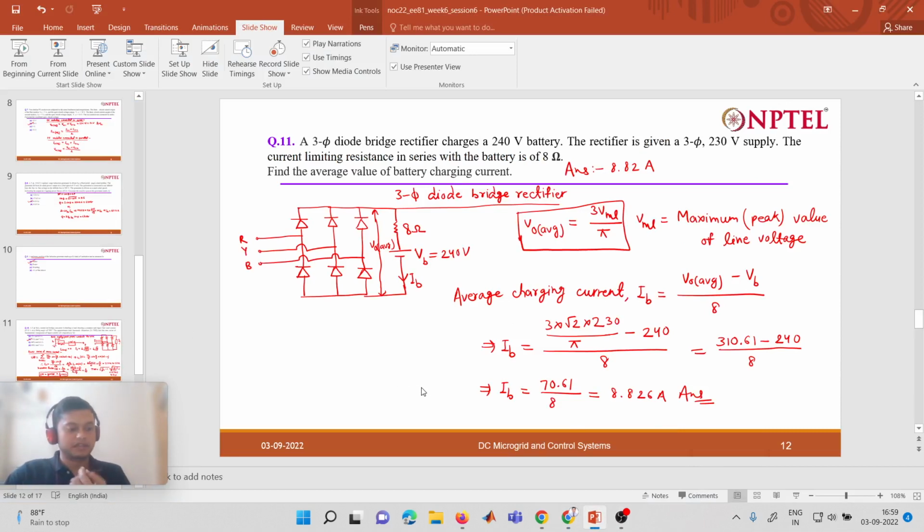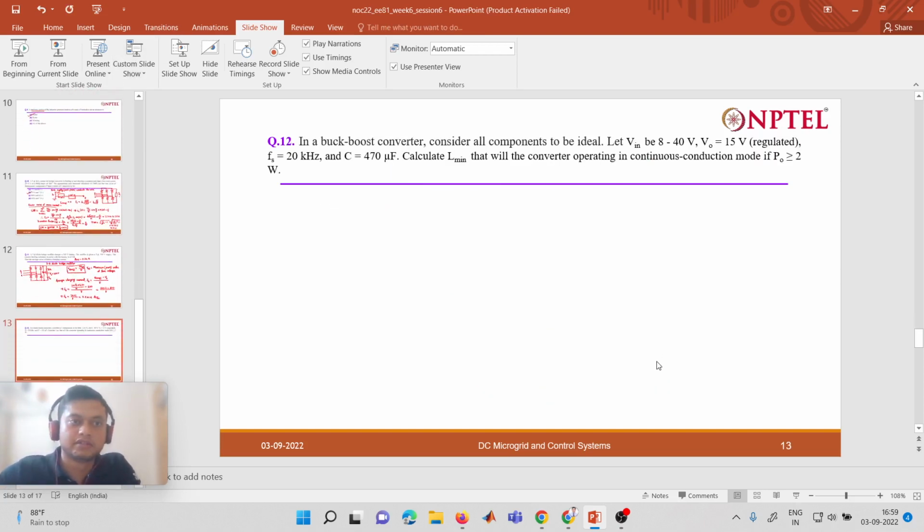So let us see the 12th number problem. In a buck boost converter, consider all components to be ideal. Let the input voltage be 8 to 40 volt, V0 is 15 volt regulated, switching frequency is 20 kilohertz, and capacitor value is 470 microfarad. Calculate the minimum inductance value so that the converter operates in continuous conduction mode, that is CCM mode, if the output power is always greater than 2 watt. This is a very nice question from power electronics.